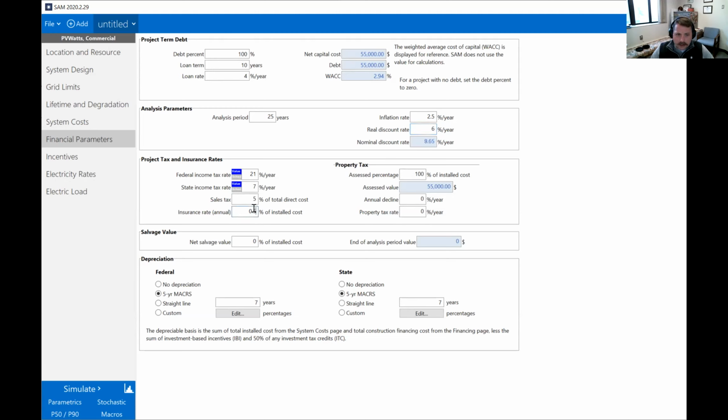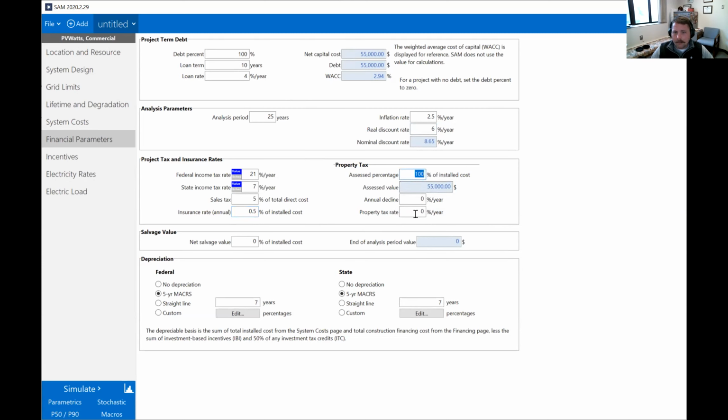At the bottom here, we have insurance. We talked a little bit about insurance and reasons insurance might change. And Eric and I suggested that somewhere between 0.25 and 0.5% of the installed cost is a reasonable range. I'm going to leave it at 0.5 because I'm going to be a little conservative on this particular scenario. And then we'll run a scenario that's less conservative in a little bit, but we're going to leave that at 0.5%.